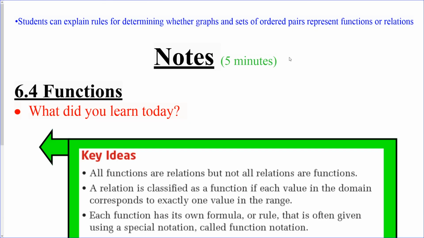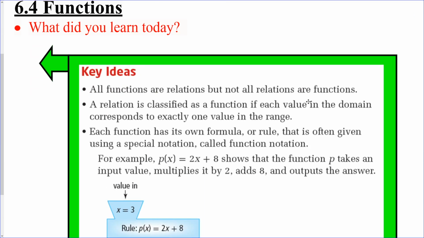Anyway, in summary, all functions are relations. But not all relations are functions. The only way that they're classified as a function is if each value in the domain, each independent value, each x value, has only one y value. Or the fancy way of saying it, each value in the domain corresponds to exactly one value in the range.